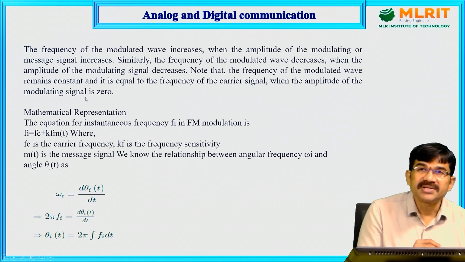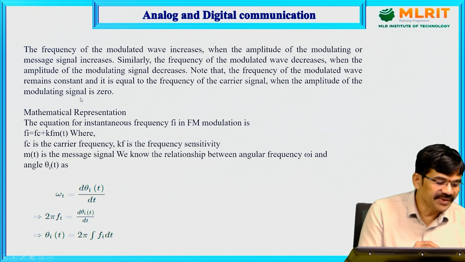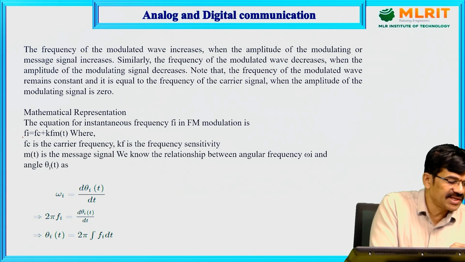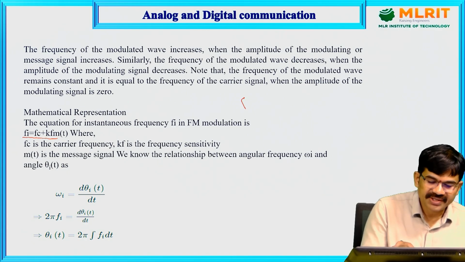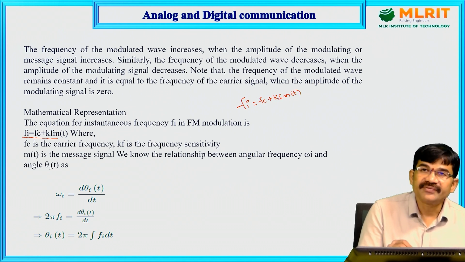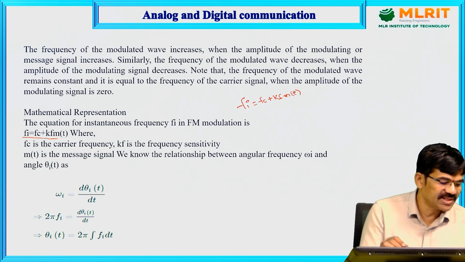So how can we represent the frequency modulated wave mathematically? The instantaneous frequency Fi of the FM wave is Fc plus Kf m of t. Here Fc is the carrier frequency, Kf is the frequency sensitivity, and m of t is the modulating signal or message signal.